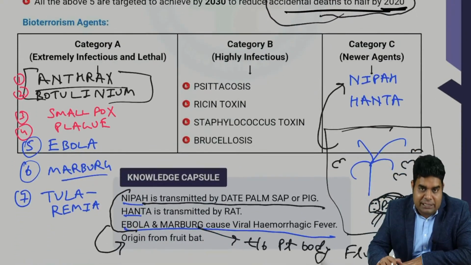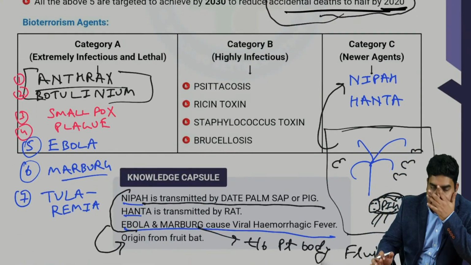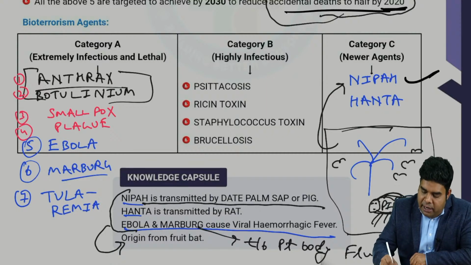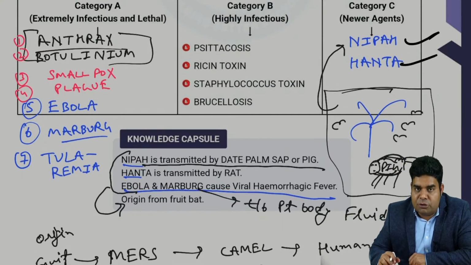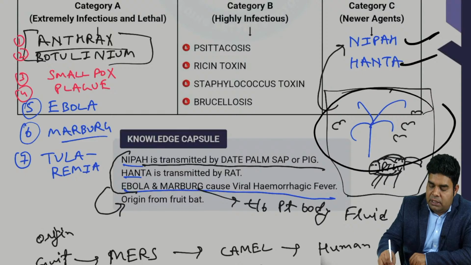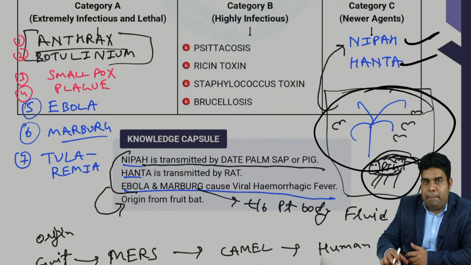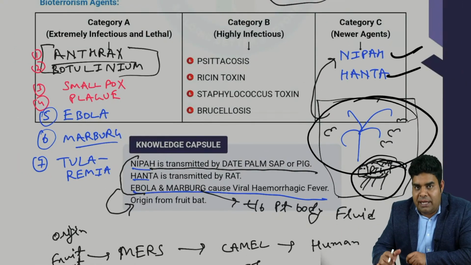Now, when it comes to bioterrorism agent, they only ask question from A or C. In the C, there is Nipah and Hanta. With Nipah, they have already given this question where they give a date palm tree with fruit bat flying, and who is this animal below? Pig. So Nipah is transmitted by date palm sap and pig. That's why it's there. Nipah, Hanta, both are category C, newer agent.